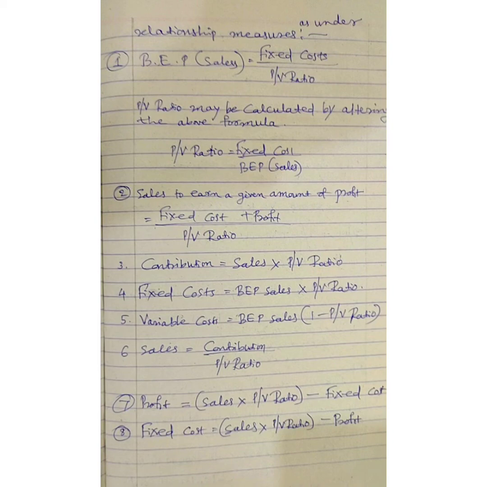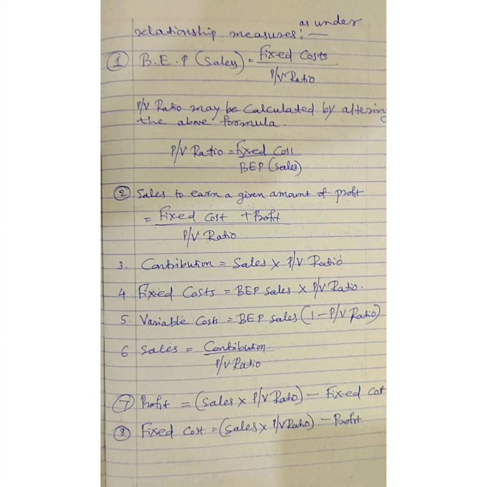Now next, one more formula you must remember: sales to earn a given amount of profit. In the problem they will give profit. Now what is the formula? Fixed cost plus profit divided by PV ratio. Now third formula you must remember: contribution equal to sales into PV ratio. Suppose you want to find out the fixed cost, then again what you have to do? Fixed cost equal to BEP sales into PV ratio.